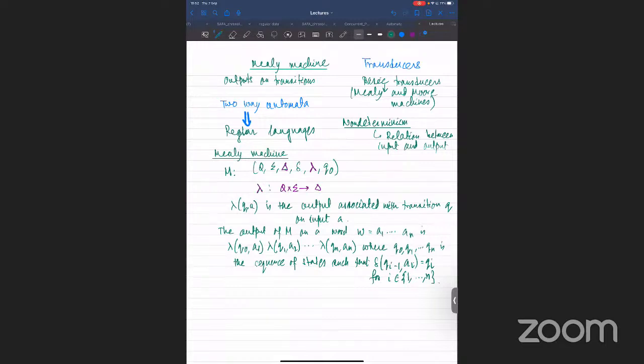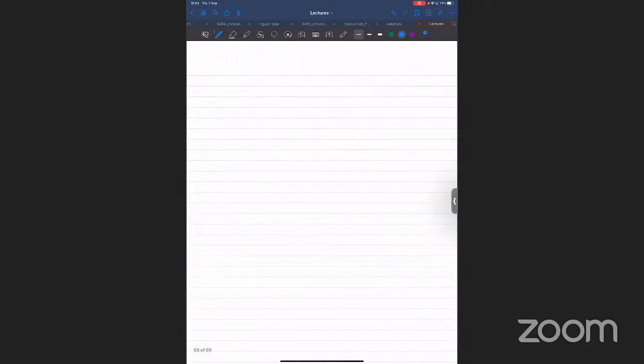Now, in the case of a Mealy machine, the length of the output is n for an n-length input. Whereas in the case of a Moore machine, how much was the length of the output for an n-length input? It was n plus 1. Yeah, very good. The output was n plus 1, whereas in the case of a Mealy machine, it's the same as the input length. So let's try to have an example of a Mealy machine.